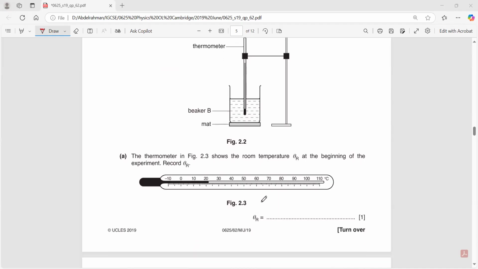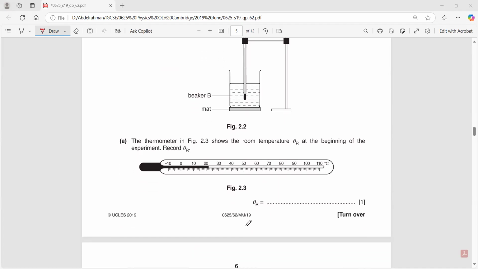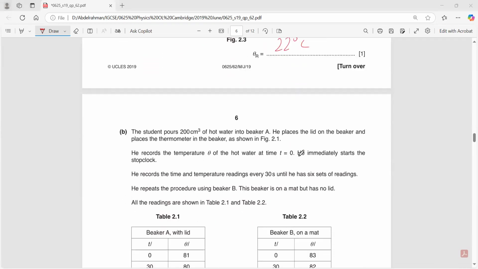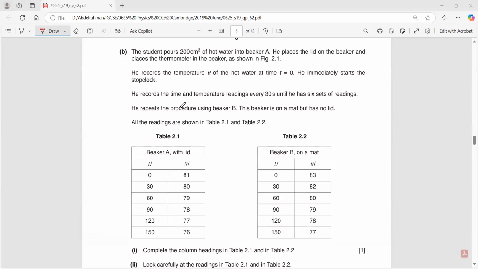The thermometer in figure 3.1 shows the room temperature theta R. Can I find theta R? Yes, from this reading, theta R would be around 22 degrees Celsius. Now she pours 200 centimeters cubed of hot water in A and then in B, and starts the stopwatch, taking readings every 30 seconds.